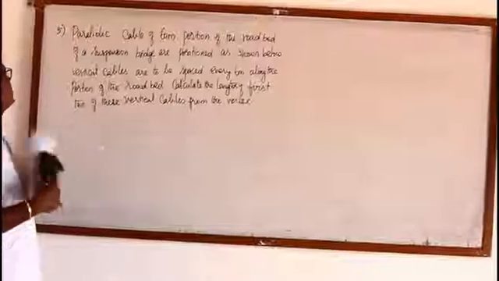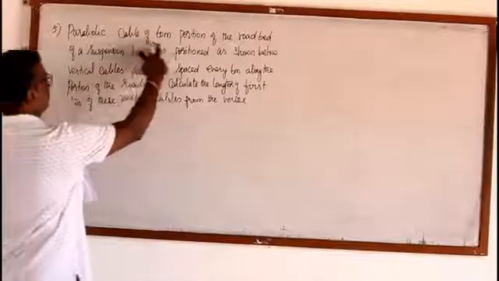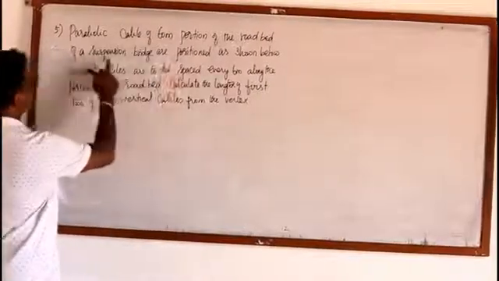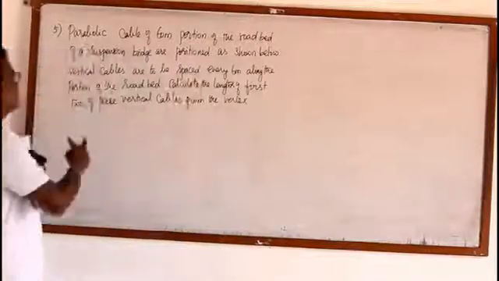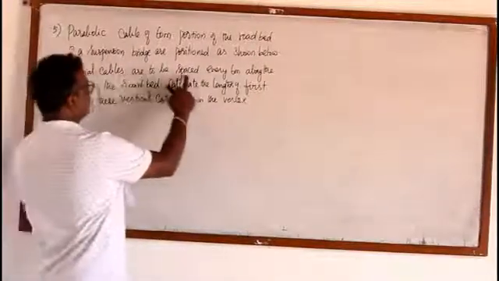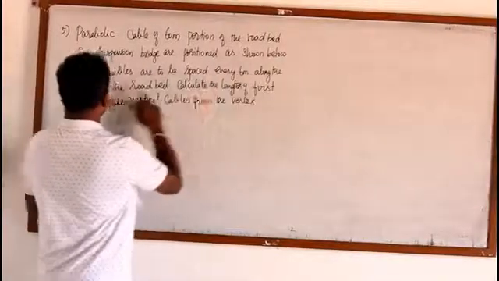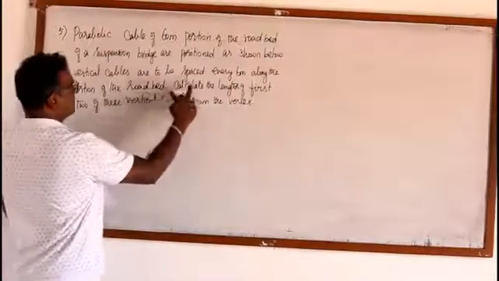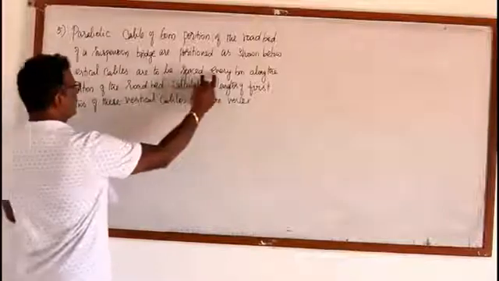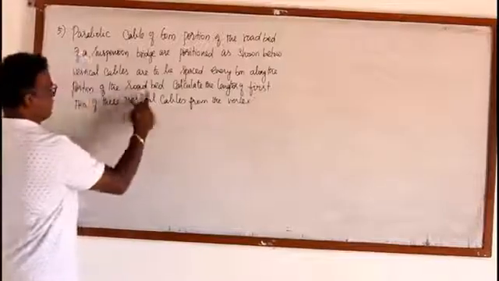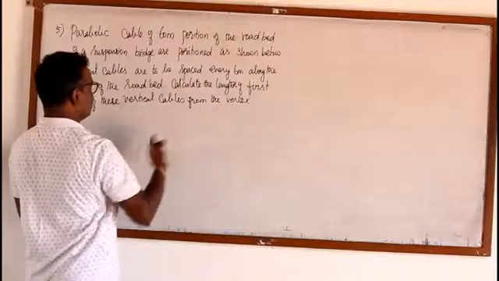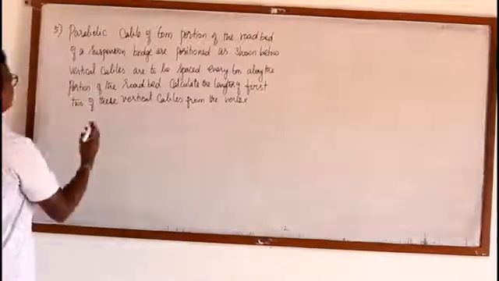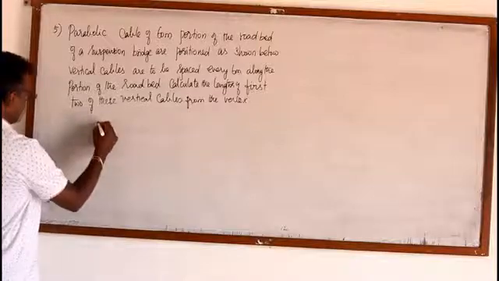Fifth problem. Parabolic cable of 60 meter portion of the road bed of a suspension bridge are positioned as shown below. So they gave a diagram. Vertical cables are to be spaced every 6 meter along the portion of the road bed. Calculate the length of the first two of these vertical cables from the vertex. So the diagram is a suspension bridge like so.